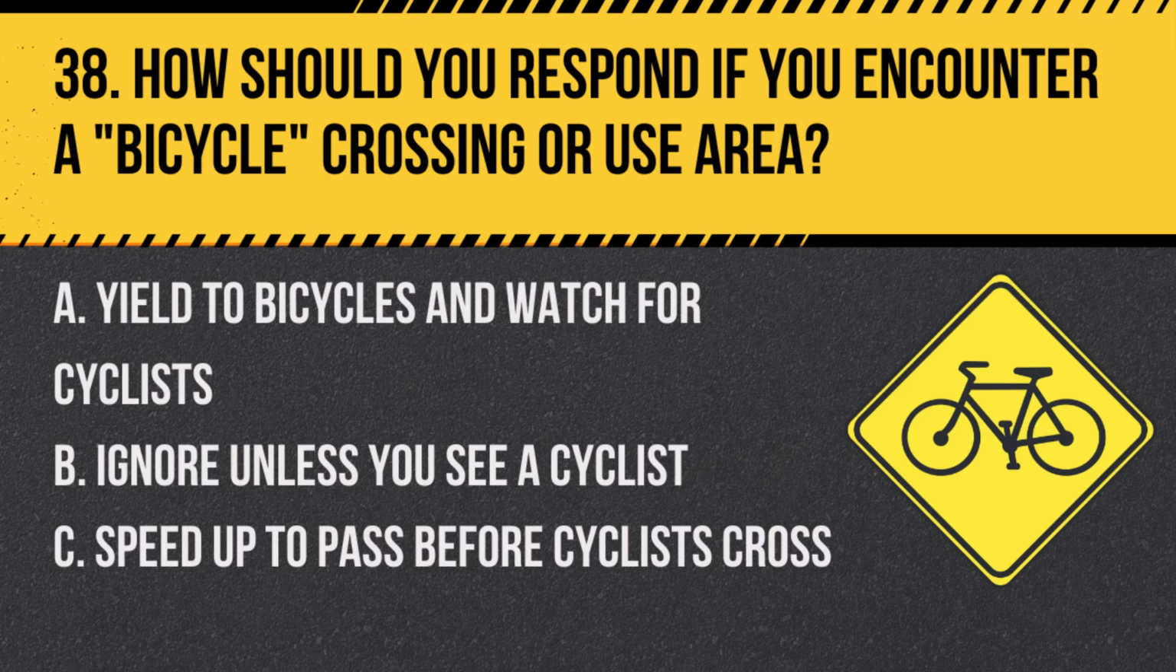Question 38. How should you respond if you encounter a bicycle crossing or use area? A. Yield to bicycles and watch for cyclists. B. Ignore unless you see a cyclist. C. Speed up to pass before cyclists cross. Answer: A. Yield to bicycles and watch for cyclists. When encountering a bicycle crossing or use area, yield to bicycles and be vigilant for cyclists.